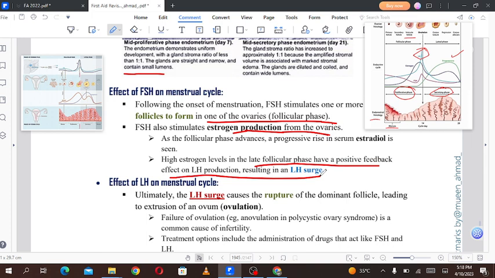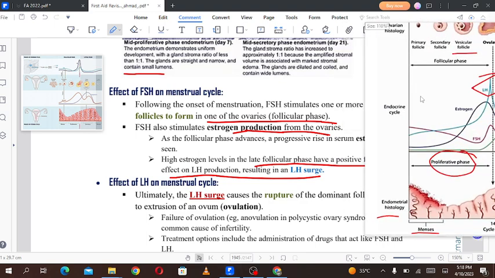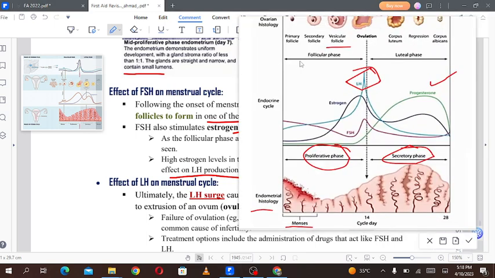Got it? Now those follicles started producing estrogen, and estrogen inhibits the FSH. So the FSH level, as you can see in this picture, started decreasing as the follicular phase is proceeding. Right? As the follicular phase is proceeding, the FSH level is falling down while the estrogen level is increasing.